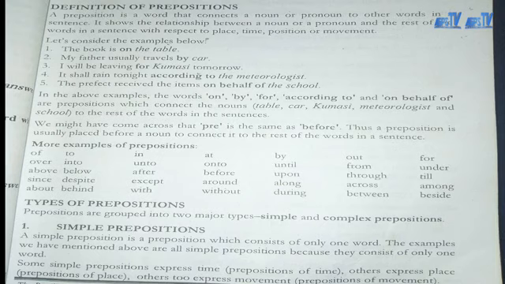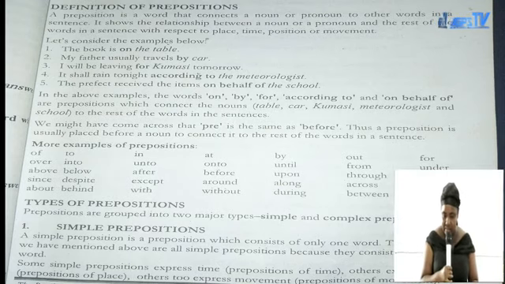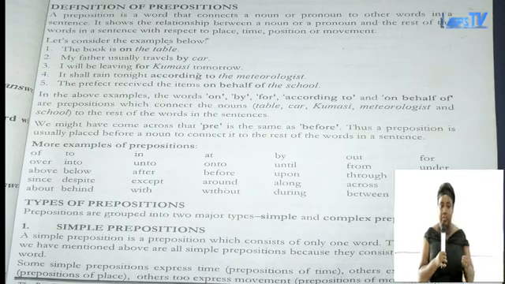Then let's move on. We might have come across "pre" is the same as before. That is, a preposition is usually placed before a noun to connect it to the rest of the sentence. From, through, across, between, for, under, till, among, beside, and others. So when we use these words in our sentences, we know we are talking about prepositions.